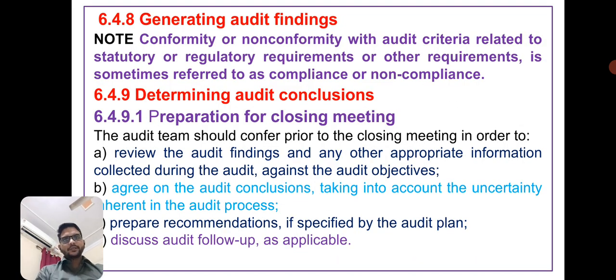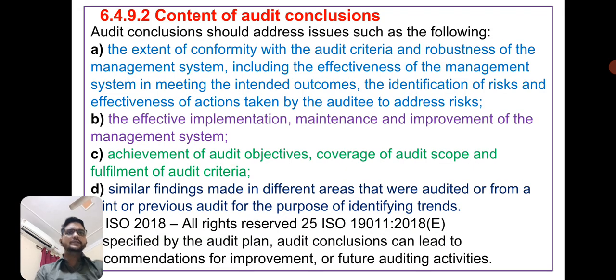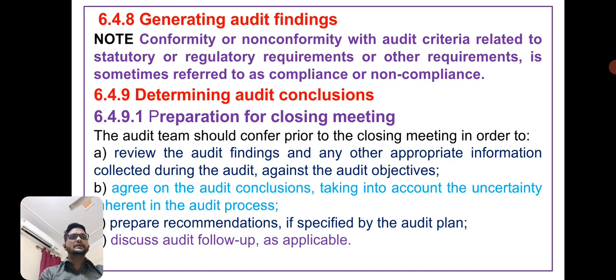Next is a note regarding generating audit findings. Conformity or non-conformity with audit criteria related to statutory or regulatory requirements or other requirements is sometimes referred to as compliance or non-compliance. Next is 6.4.9, that is determining audit conclusions.